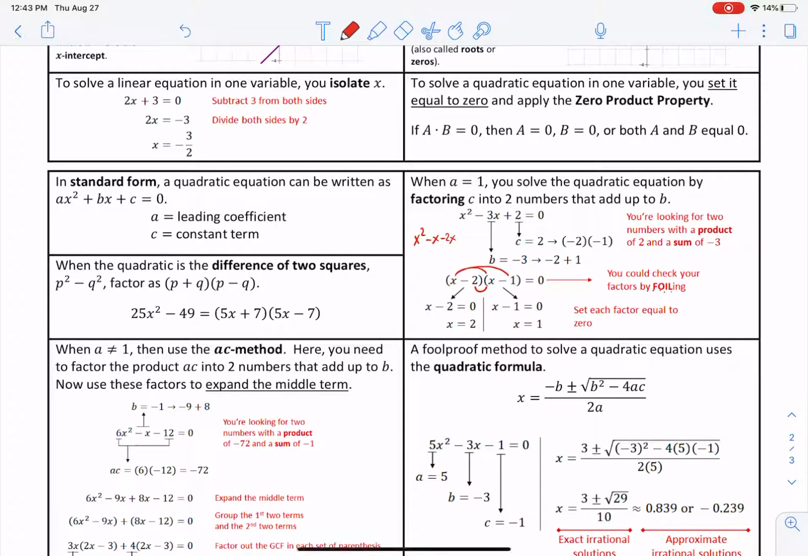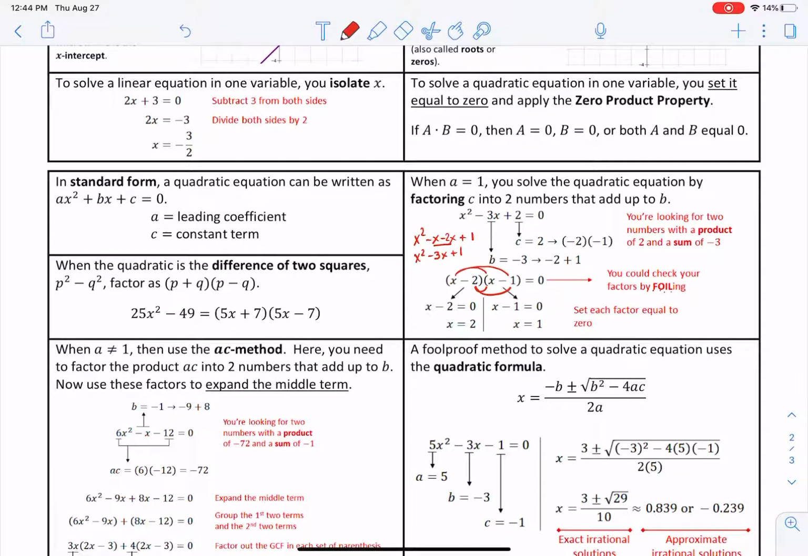My inside terms, that's a negative 2 times x, which gives me a negative 2x. And then finally your last terms, negative 2 times negative 1 is a positive 1. And when I add up these two middle terms, I get the negative 3x. Combining like terms, x squared minus 3x plus 1. This is the reason why this method works. So when we FOIL backwards, that's this process called factoring.